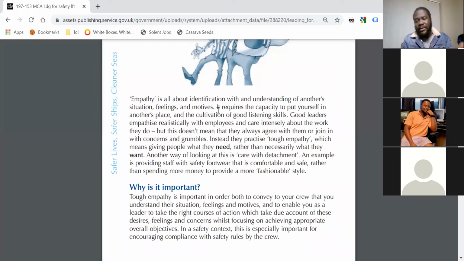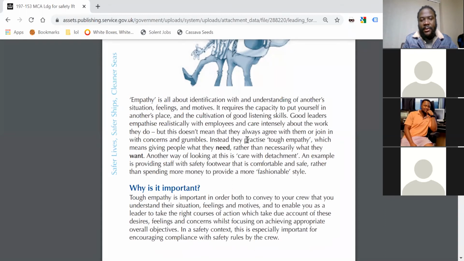You know, when I was a cadet, there was no phone then, or even emails. You had to receive news from the agents. The agents will tell the captain, and the captain will find a way to tell you. But nowadays, people know about their reliever even before the captain. So yes, still we need to practice empathy.